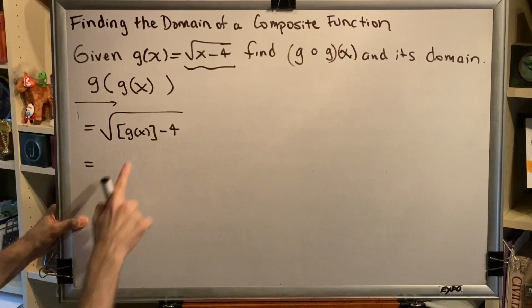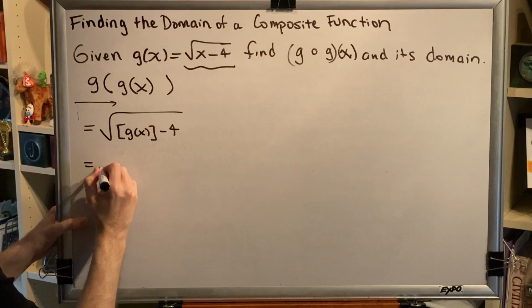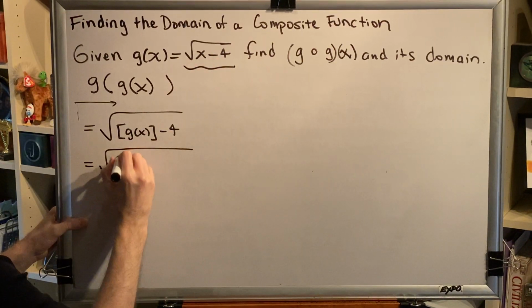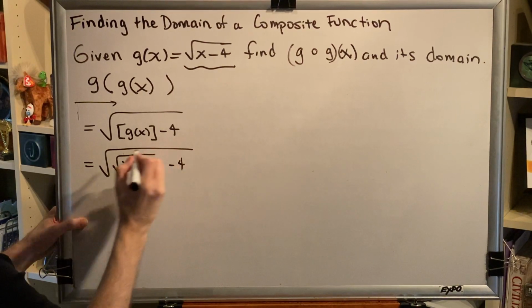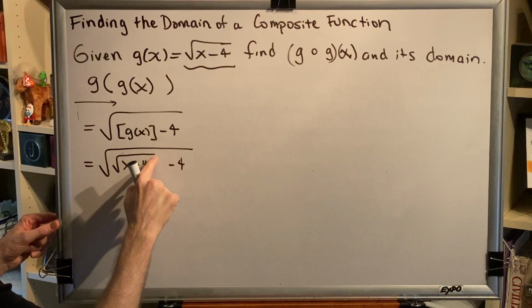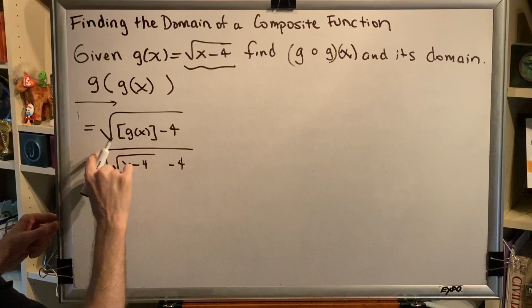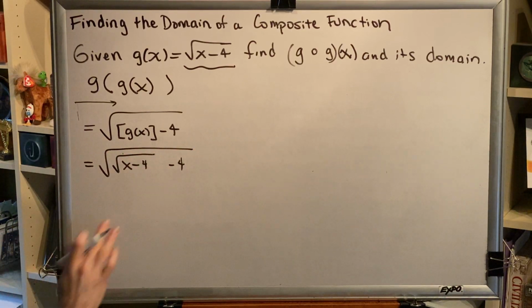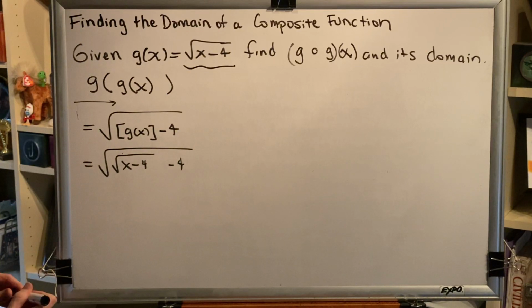Okay, now we substitute. Wherever we see g of x, we're going to put this radical. So we get the square root of the square root of x subtract 4, subtract 4. You have to be very careful when you write this. Make sure that this inside square root stops right after this 4, and make sure that this outside square root goes over the whole thing. And yes, it is okay to have a square root inside another square root.